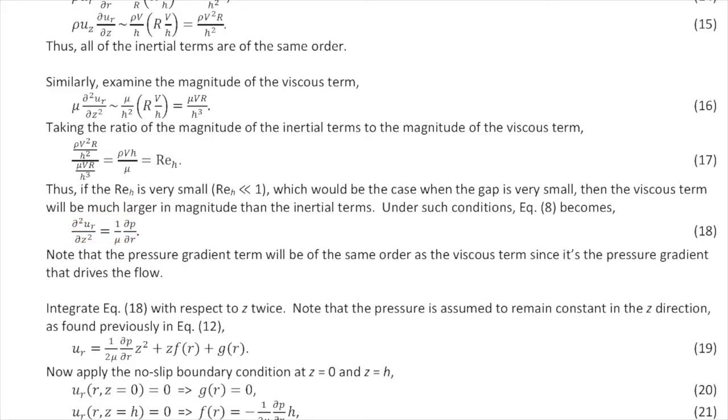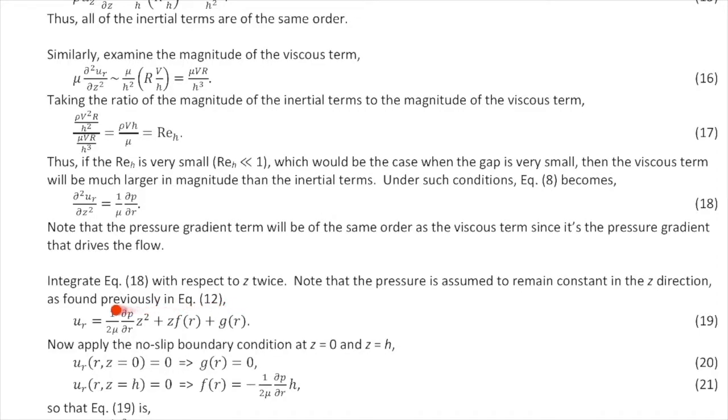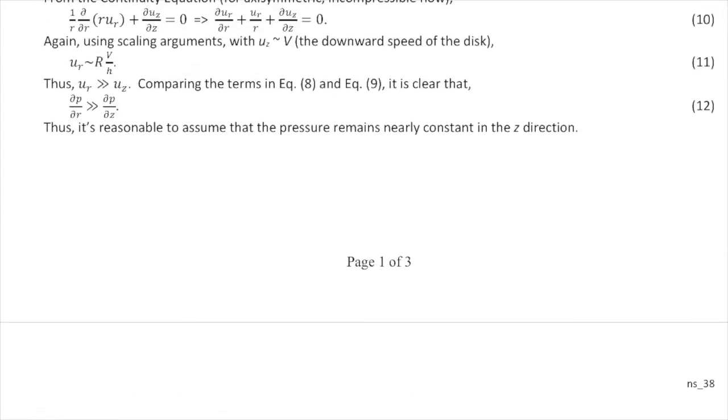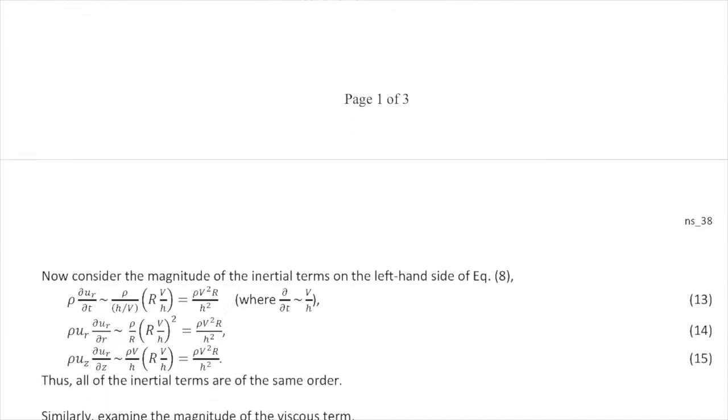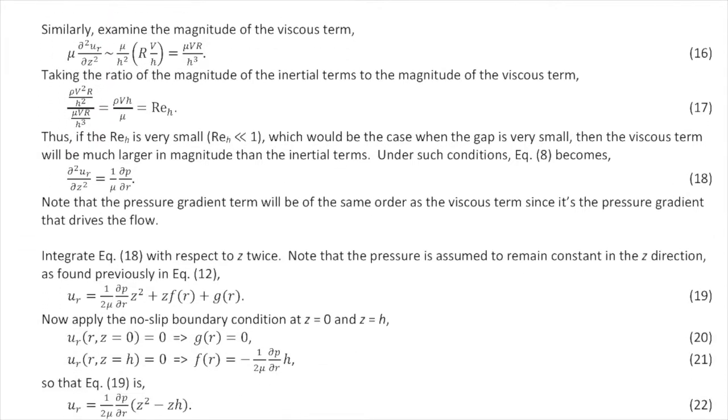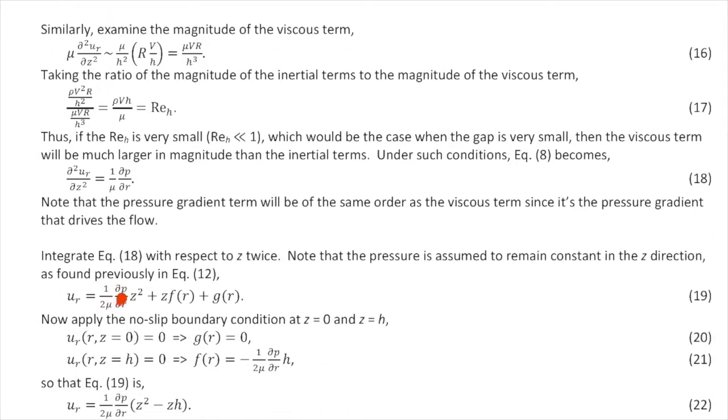We can integrate that twice with respect to z, and we'll get an expression that looks like this. Now, notice when we integrate that, the dp/dr is not a function of z. We made that argument further back here, right? So we said that the pressure really only varies in the r direction, not in the z direction. So that's why when we integrate, we can treat that as a constant with respect to z.